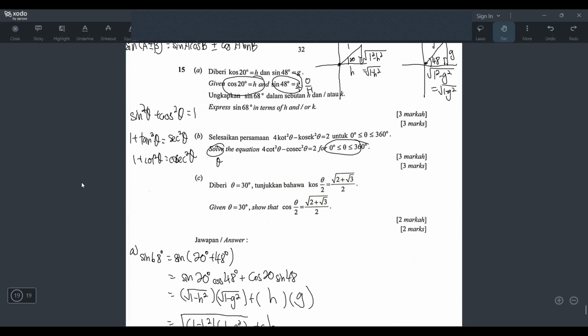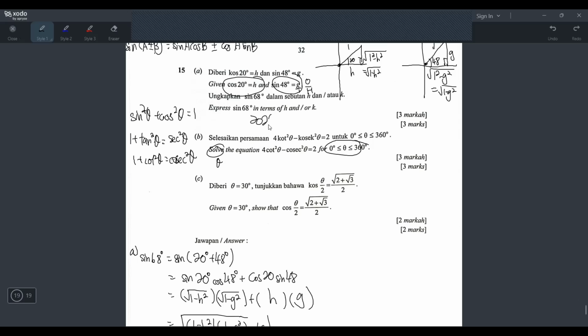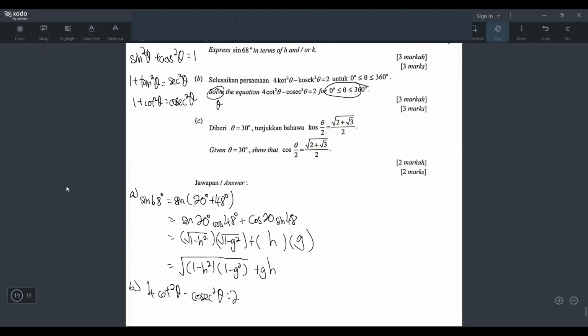Oh, and by the way, I think in last year's trial 2022, I don't remember which state, there was a question that asked you to prove this formula, right? And I remember I taught you how to prove this formula in class. It's by using Pythagoras theorem. This formula actually comes from Pythagoras theorem. But anyway, this question didn't ask for that. I just want to mention it.